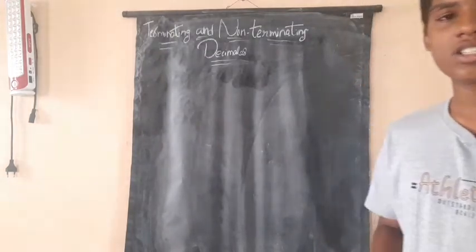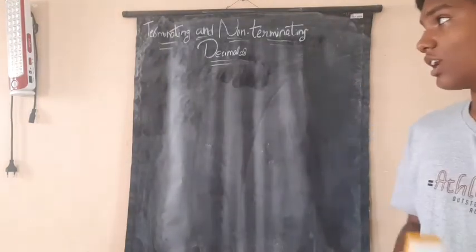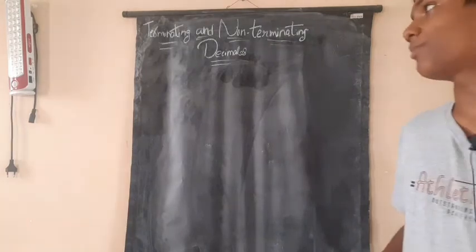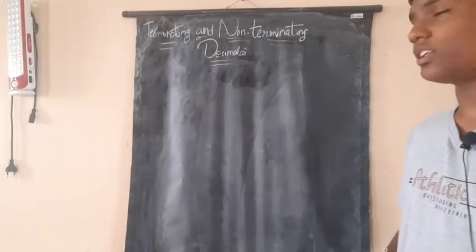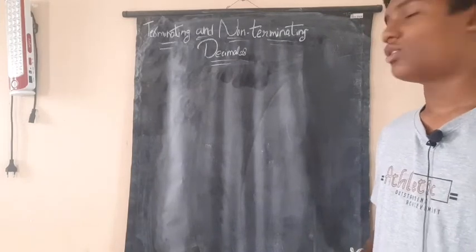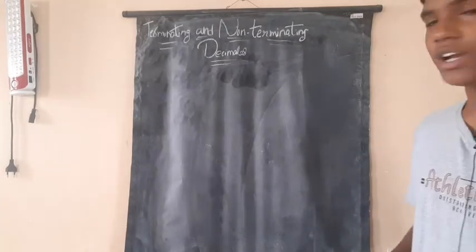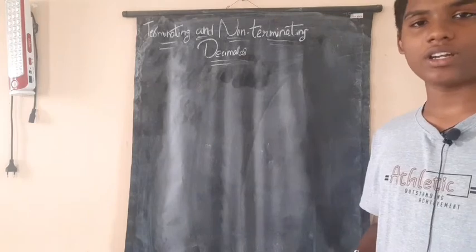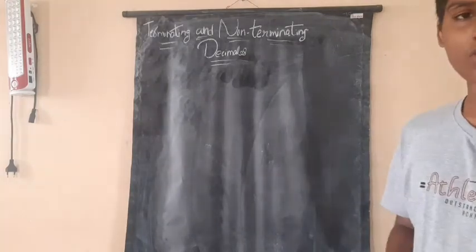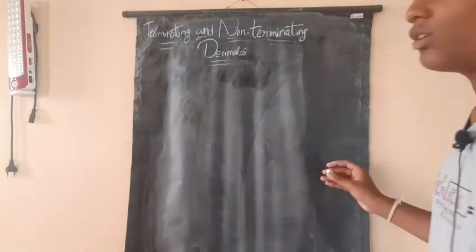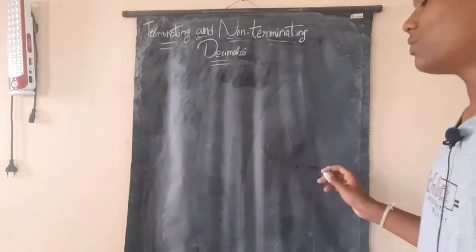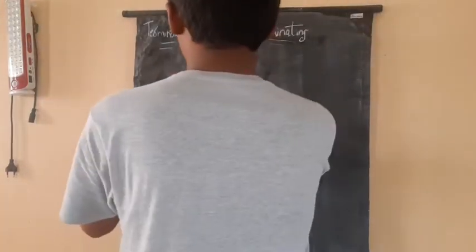Before this, we discussed the introduction of real numbers and number systems. Now, in rational numbers we discussed, there are two types: terminating and non-terminating, recurring and non-recurring decimals. First of all, take a look at terminating decimals. What are terminating decimals? Let us discuss.